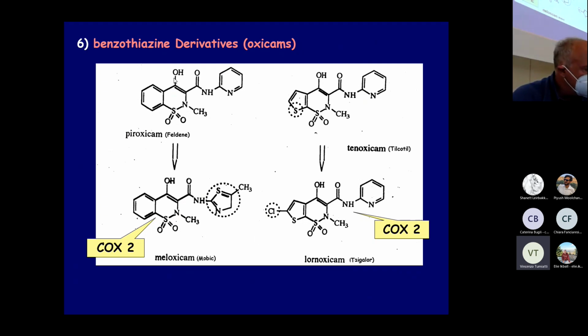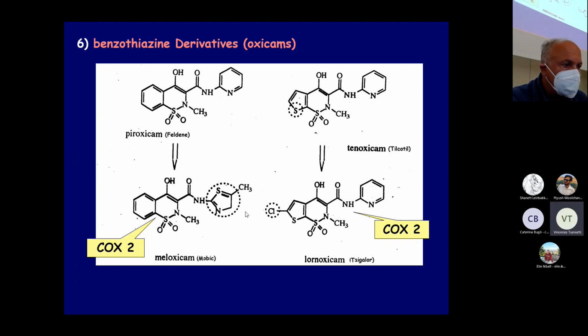Last class. Okay, this class is very interesting, and perhaps it is better if we describe it next time, because it is long and it is one of the most recent classes of anti-inflammatory agents. So I think it is better if I finish this point Monday afternoon. In fact, you can see that we can find some COX-2 selective agents in this class, so it is interesting to describe this class next time.